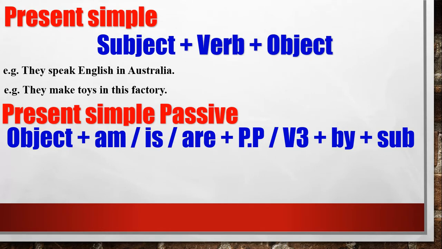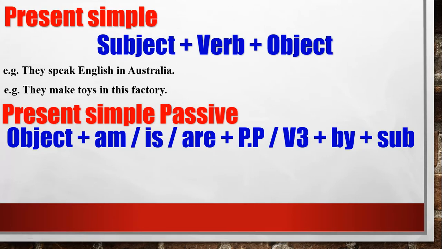Okay, let's change sentence number 1 to the passive. They speak English in Australia. We want to change this sentence to the passive. Okay, where is the object? The object, we can find the object after the verb. So the object is English. So we will start the sentence by using English.